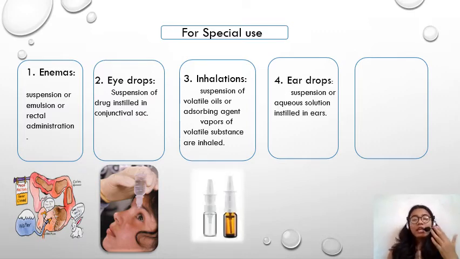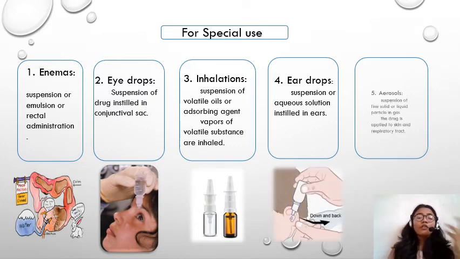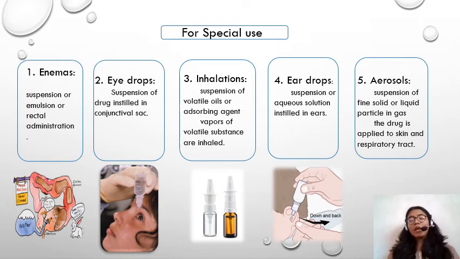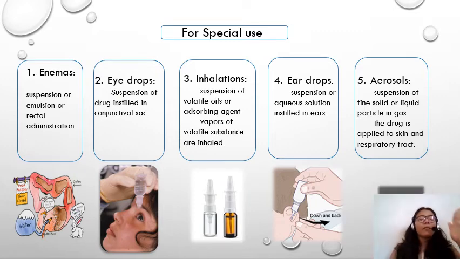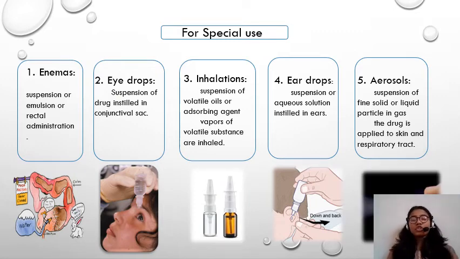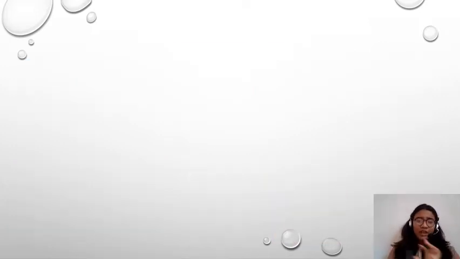Next is eardrops. Eardrops are usually suspensions or aqueous solutions which are instilled in our ears to reduce infection or to remove dirt from our ears. As the picture mentions how to use it. Aerosols again, when you are using aerosols, we usually think that it is in a gaseous form, but the concept is wrong because the drug which is put into the aerosol is liquid and the applicators are in such a form that it comes out as a spray. As the picture shows, it gives a great idea of aerosols.